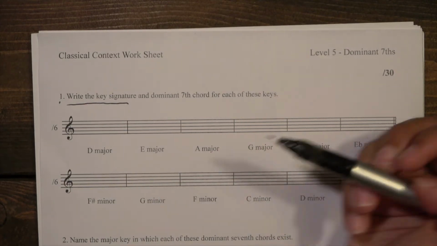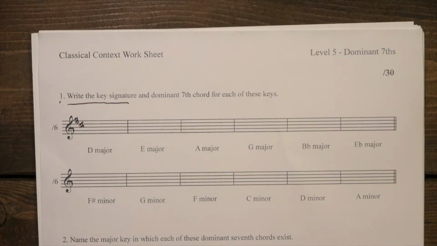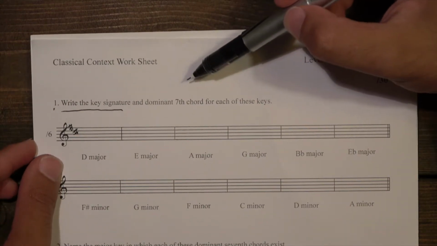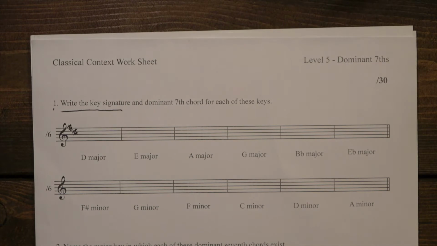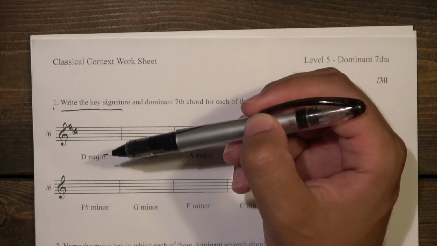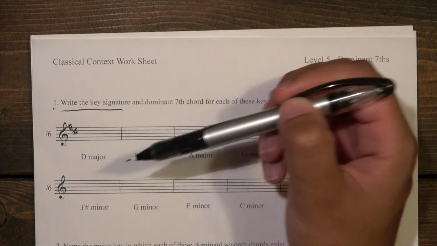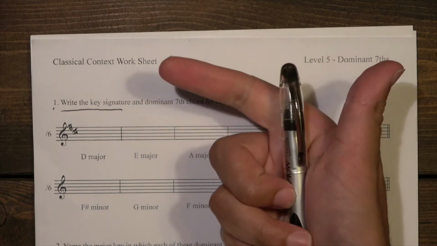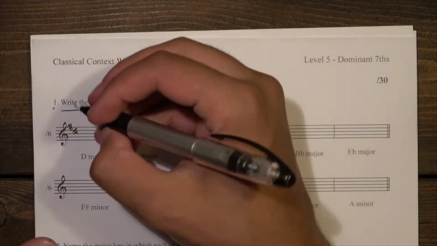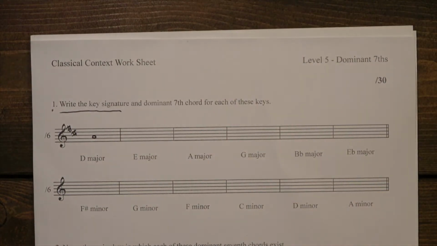We'll start here. D major has 2 sharps, Father Charles, F sharp and C sharp. And now we have to write the dominant 7th chord in the key of D major. Step 1 is to figure out what the root is. The root of the dominant 7th chord in D major is the 5th note of D major, and the 5th note of D major is A. D, E, F sharp, G, A. The dominant of D is A. There's the root.